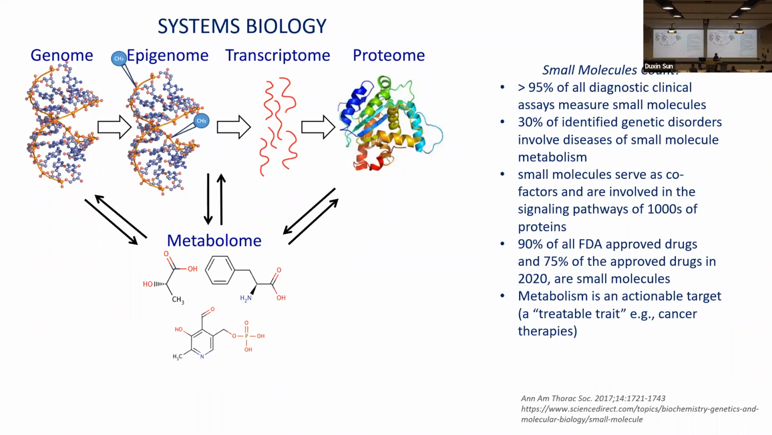Even if you don't know about metabolomics specifically, if you're a clinician or you work in the clinic, you probably know more about metabolomics than you might appreciate, because 95% of all our current diagnostics are small molecules. We measure small molecules in the clinic. This includes serum creatinine, cholesterol that we use routinely. We also know that 30% of identified genetic disorders involve diseases of small molecule metabolism. And small molecules serve as signaling molecules and cofactors for a number of different protein pathways.